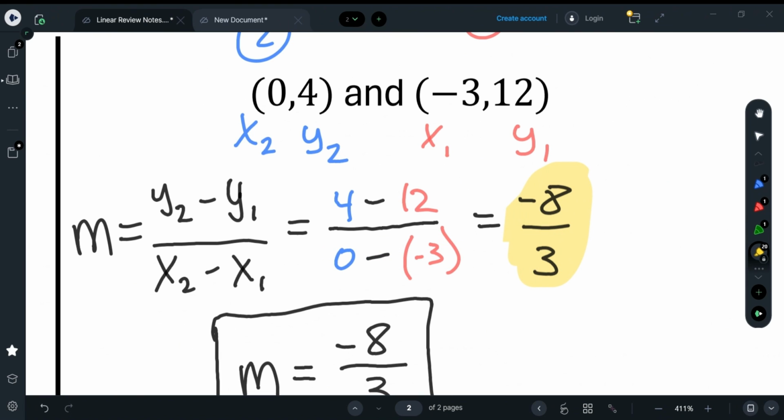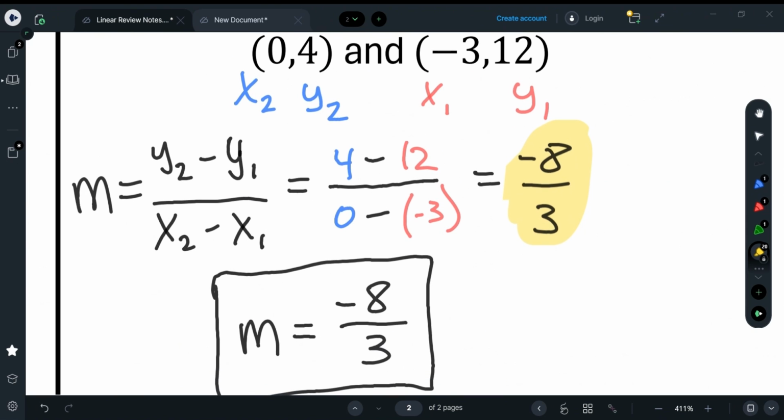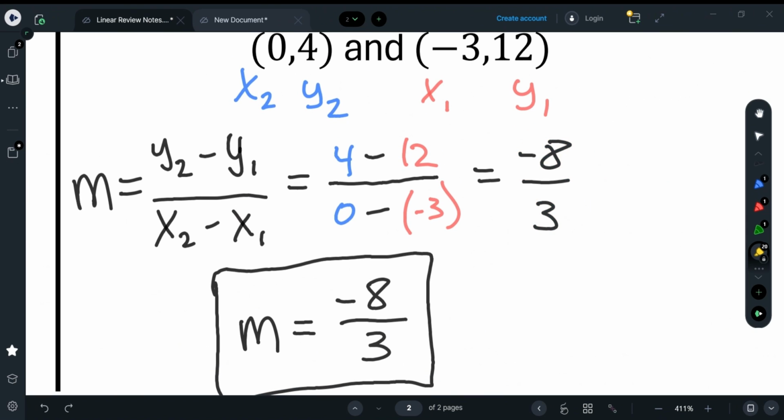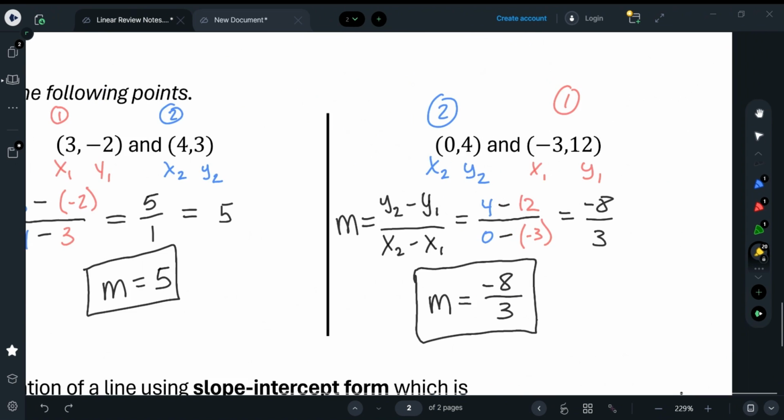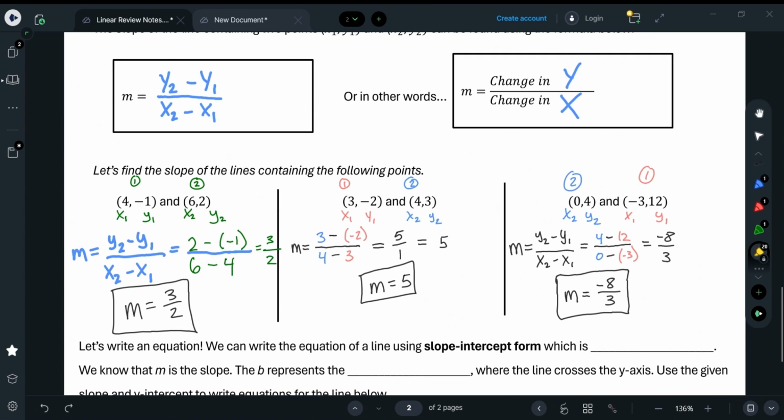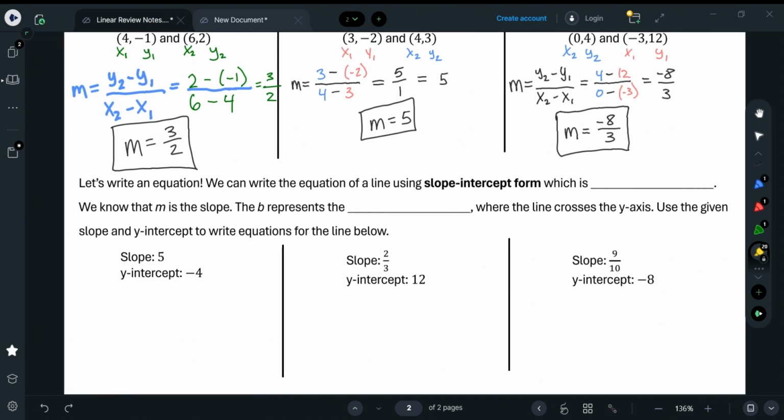Can we simplify that fraction? You can check it on Desmos, check it on your calculator. That fraction cannot be simplified, so therefore, that's our final answer. All right, if you have any questions with those, please let me know. All right, almost done here. This is our last section.